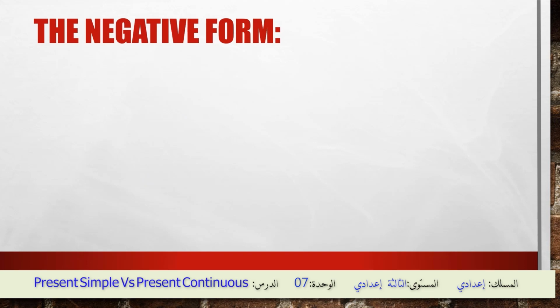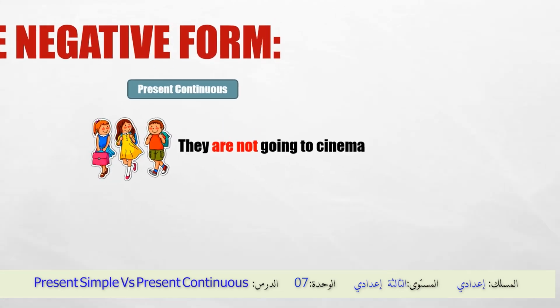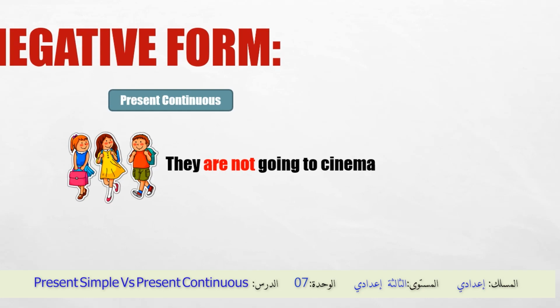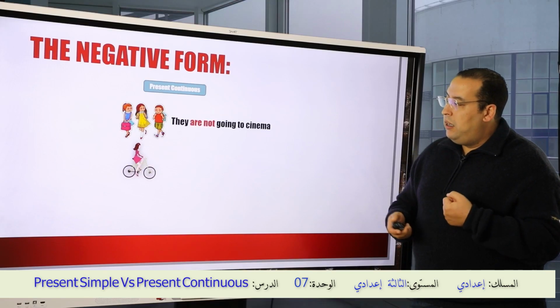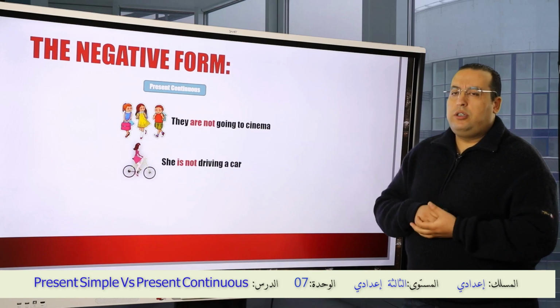Now, in the present continuous, look at the picture, please. You see some kids or children, and they are holding school bags, and we say they are not going to cinema. Of course, they have their school bags or backpacks, so they are not going to cinema. They are going where? They are going to school, of course, or coming back from school. The next example is a girl riding a bike or a bicycle. So, she is not driving a car. This is the negative. She is not driving a car.